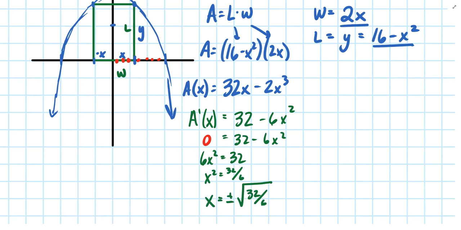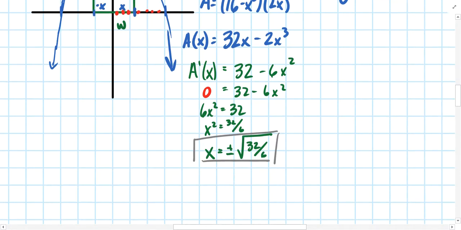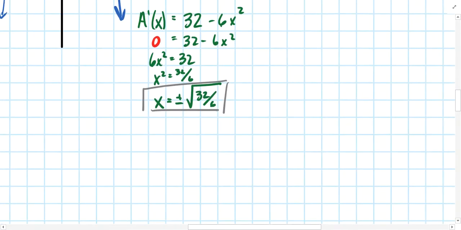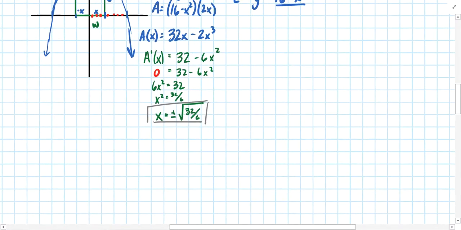And so it appears that our optimal position is to let our x value be the square root of 32 over 6. And of course you could reduce that to 16 over 3, and that would be fine too. Positive or negative would work because the position positive x or negative x is going to create the same rectangle. So whether you include or exclude these two, or one of these values, it really doesn't make a difference in this particular problem.